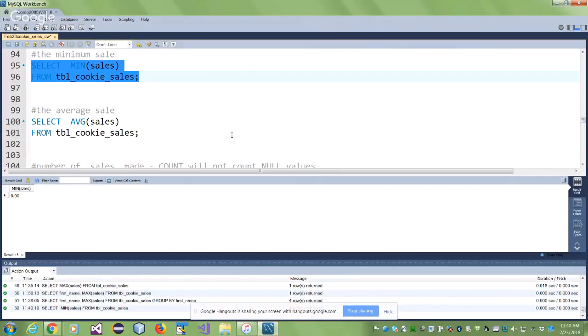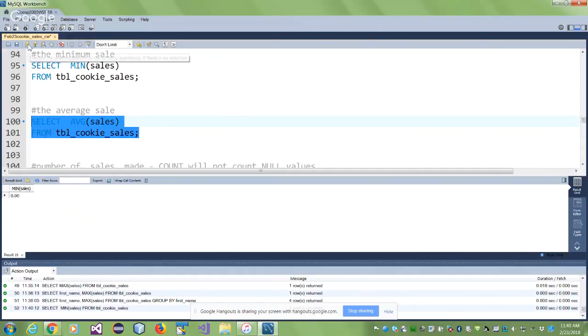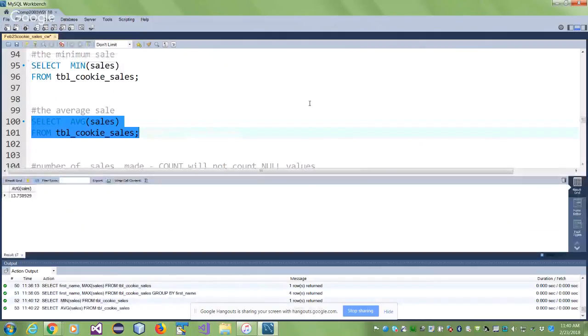So somebody did a 0 sales. Somebody in the table has a 0 sales. That's coming up as minimum. And then the average will do the average. It will take up everybody and it will show the result.